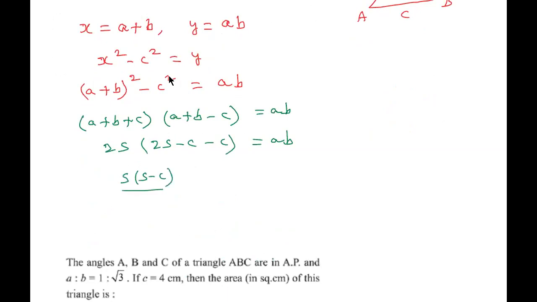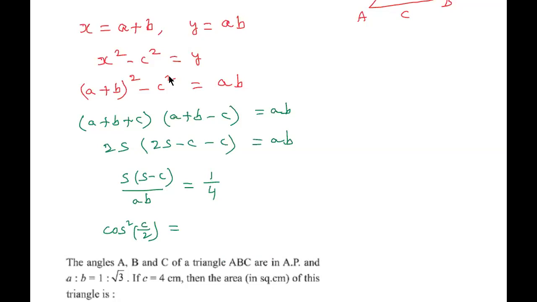Right hand side ab, send to the left hand side. And here on the left hand side, 4 goes to the right hand side. We get 1 by 4. Now observe that s into (s minus c) by ab, what is the formula? That is cos square C by 2. That is equal to 1 by 4, given. 1 by 4 means what will we take?